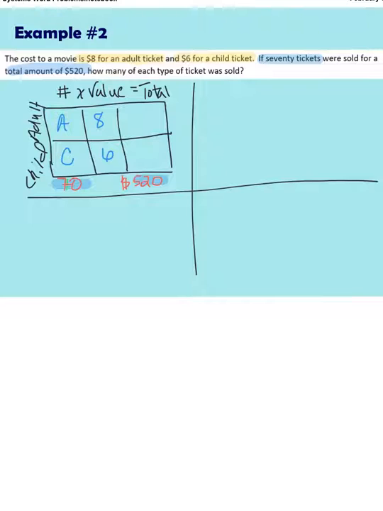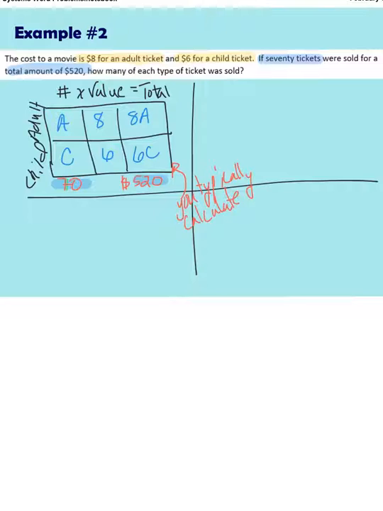Now, typically, this column here, you calculate. So 9 times out of 10, you have to calculate these boxes in here, and it tells you right up here how to calculate it. This times this is going to equal this. So A times 8 is going to be 8A. We don't write things as A8. And then C times 6 is going to be 6C.